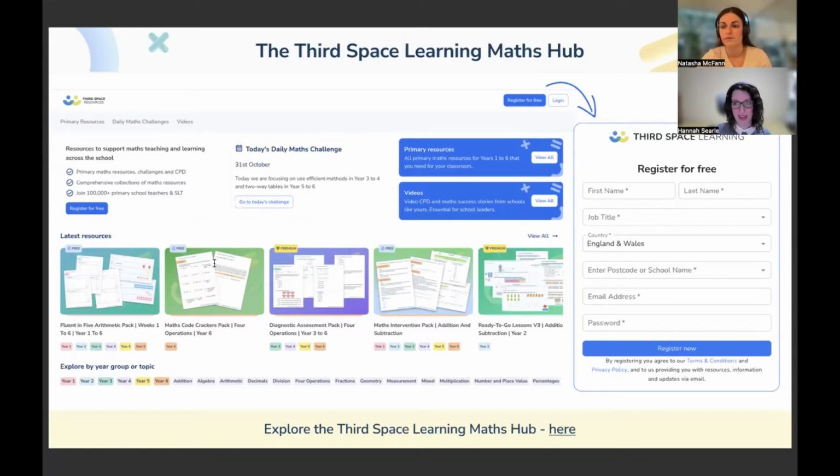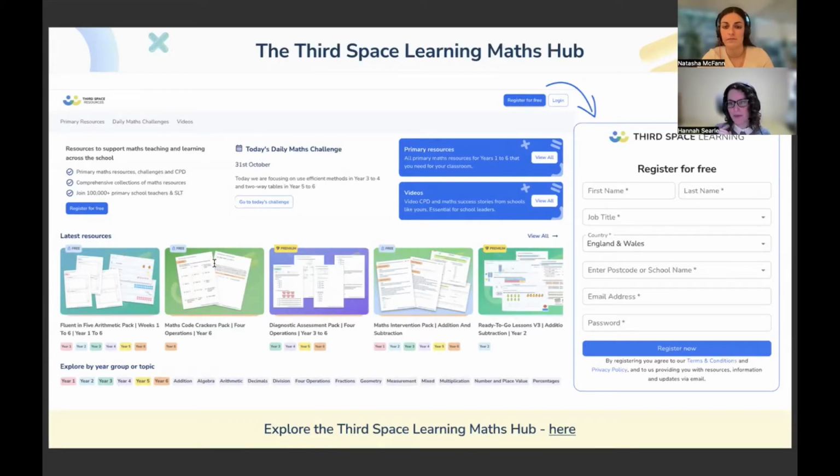So on to the actual Maths Hub itself. If you have, and hopefully you have, joined us before and looked at the Maths Hub, you will notice that it has had a massive facelift. The design is not the only thing that is up to date, and we've got loads of other parts of the Maths Hub that are different and new and improved to make search and functionality a lot better for you.